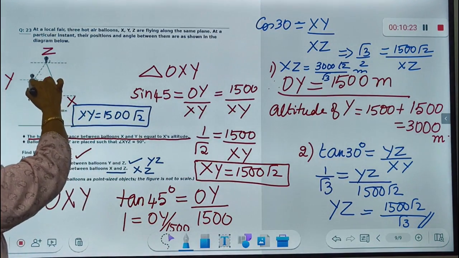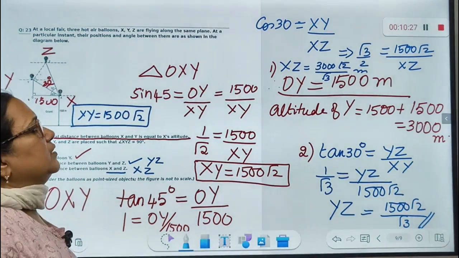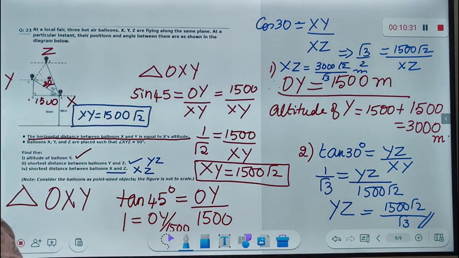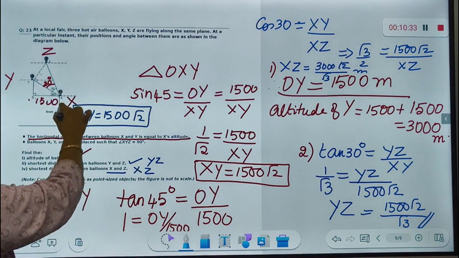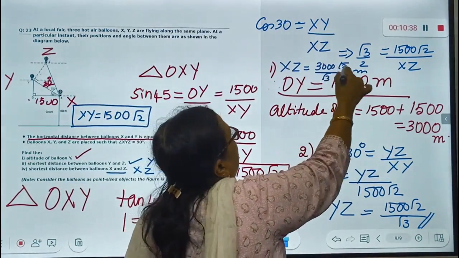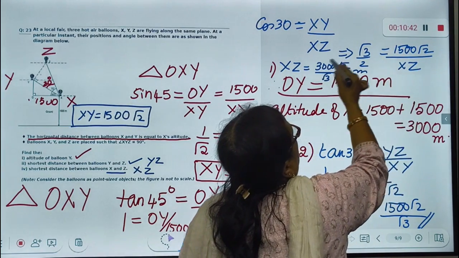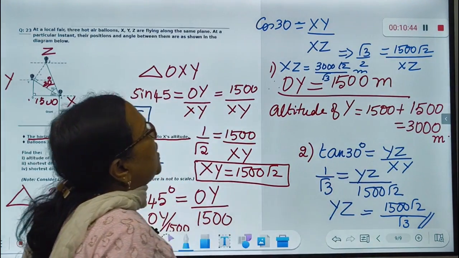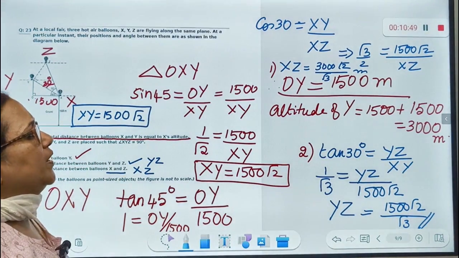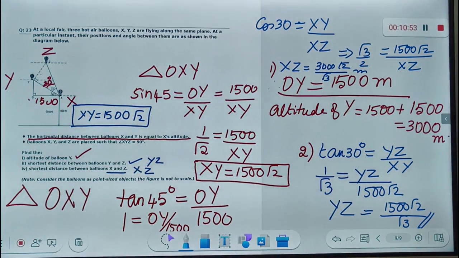See, what is the relation connecting the adjacent side and the hypotenuse? That is cos 30. Cos 30 is XY by XZ, right? XY we have already calculated. XY is 1500 root 2. Cos 30 is root 3 by 2. So root 3 by 2 is 1500 root 2 by XZ. So XZ will be 1500 root 2 into 2 by root 3, which is 3000 root 2 by root 3 meters. So I hope you all enjoyed this sum.